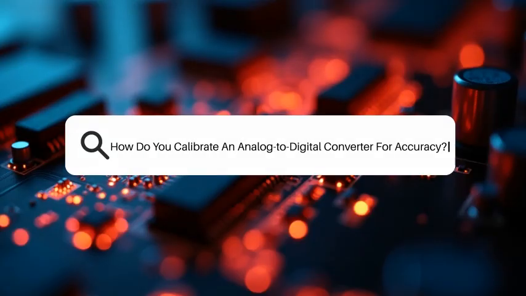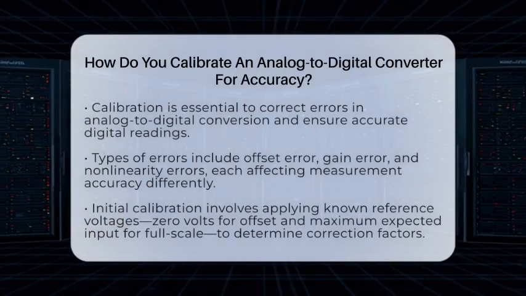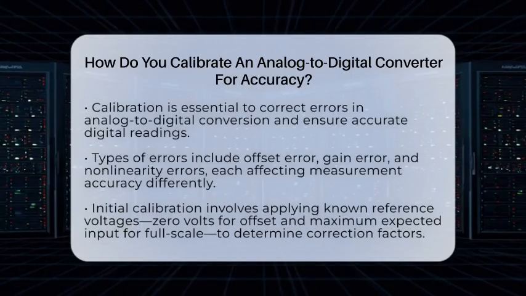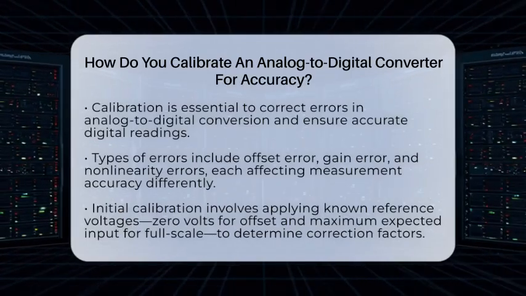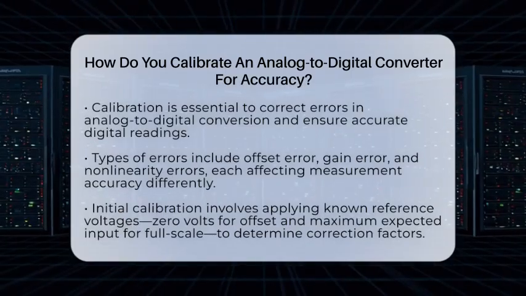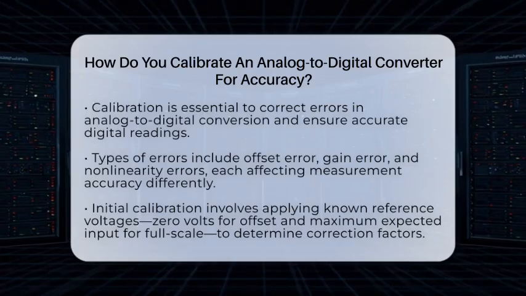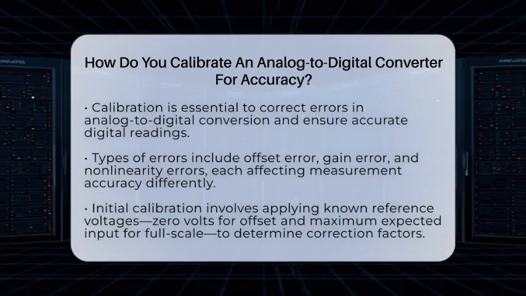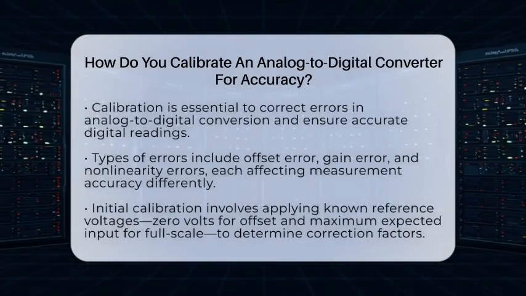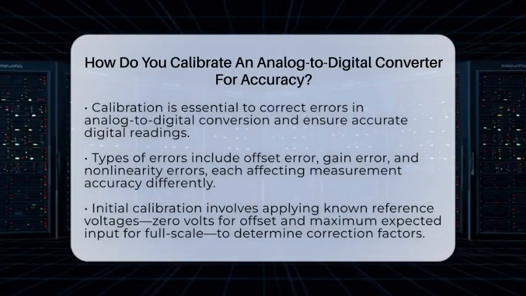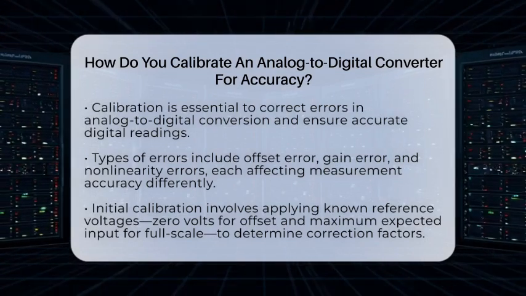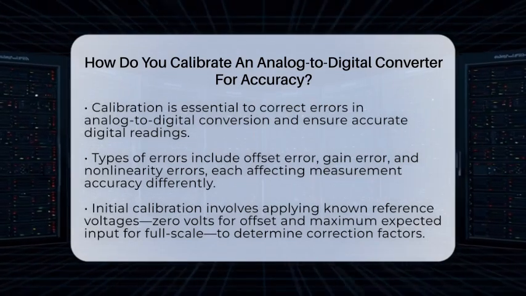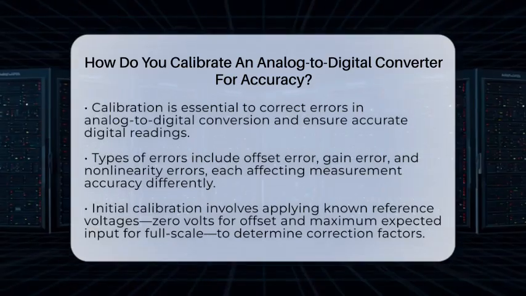How do you calibrate an analog to digital converter for accuracy? Imagine trying to measure a tiny voltage change and getting a completely off reading. That's where calibration of an analog to digital converter comes into play. When you connect sensors or signals to your electronic system, the converter turns the analog voltage into a digital number. But these conversions can have errors. Calibration helps fix those errors so your digital output truly reflects the real analog input.